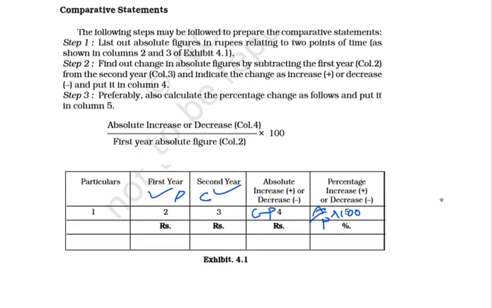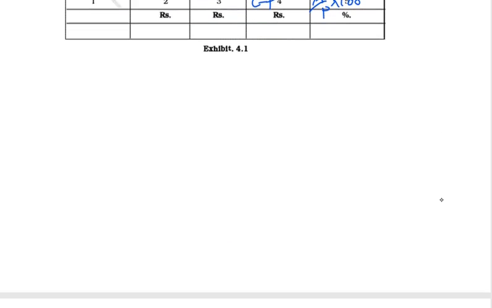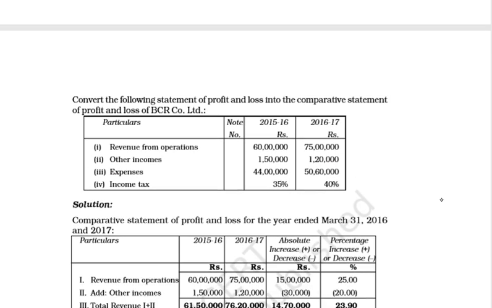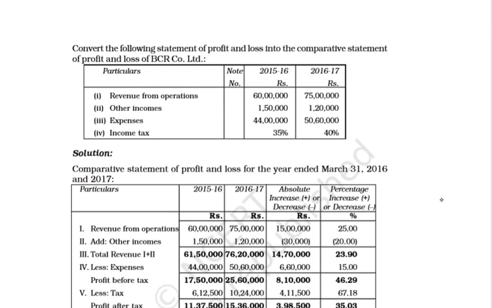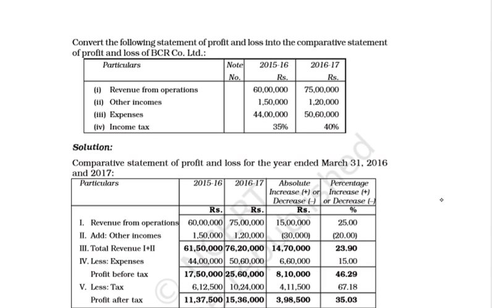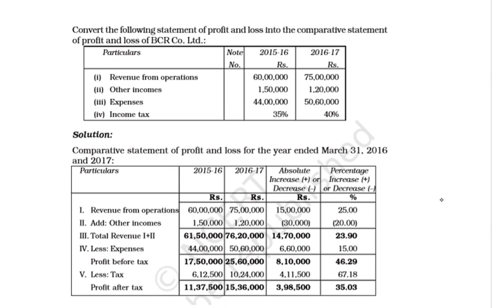Let us take one question. Here we can see some items. It is not in the format as per Schedule 3; we have to present only some items as per the statement format. The items are revenue from operations, other income, expenses, and given the tax rate only, we have to calculate how much the tax is.